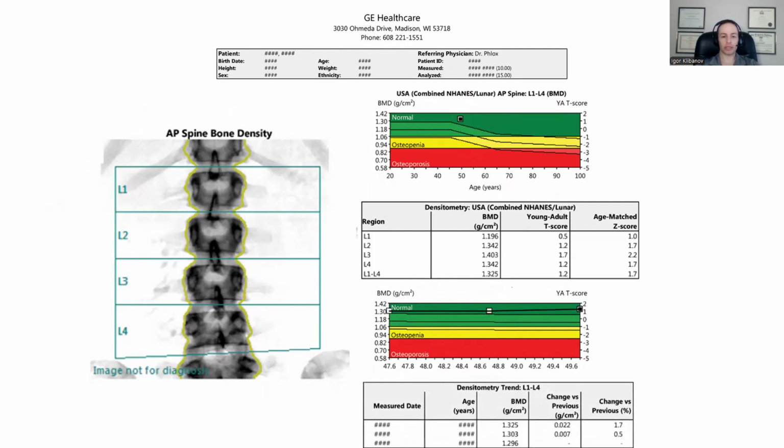And not only does it measure your bone density compared to peak bone mass and others your age, it also compares you to previous years, both in absolute terms, grams per cubic centimeter, as well as in relative terms as a percentage. So now you know how to read a DEXA scan very accurately.